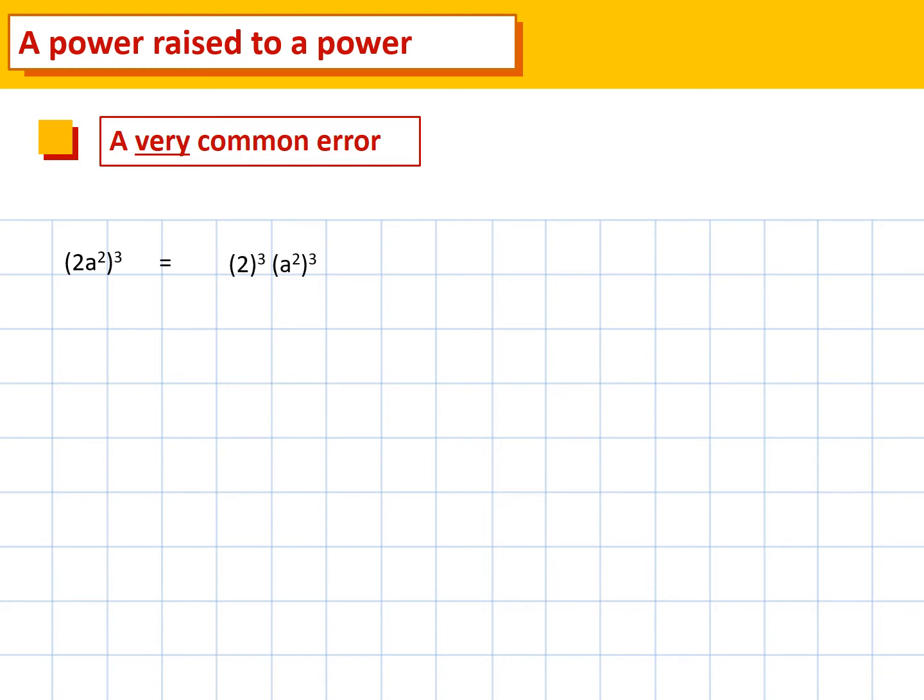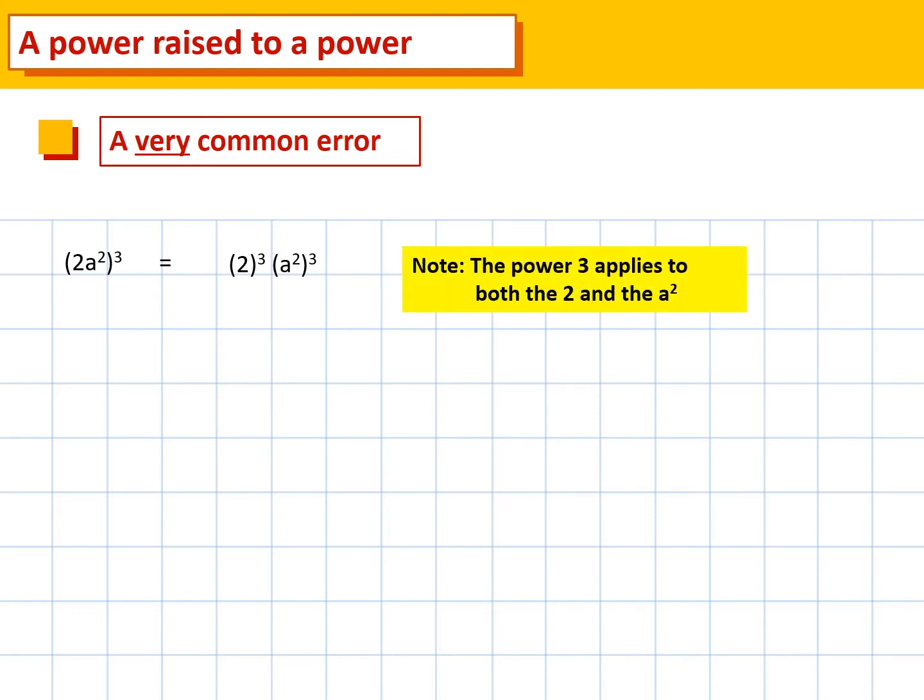So what we need to do, we need to apply that power of 3 both to the 2 at the front and to the a squared. So 2 cubed becomes 8, and a squared cubed, we multiply the powers, the 2 times 3. So our final answer will be 8 times a to the power of 6.